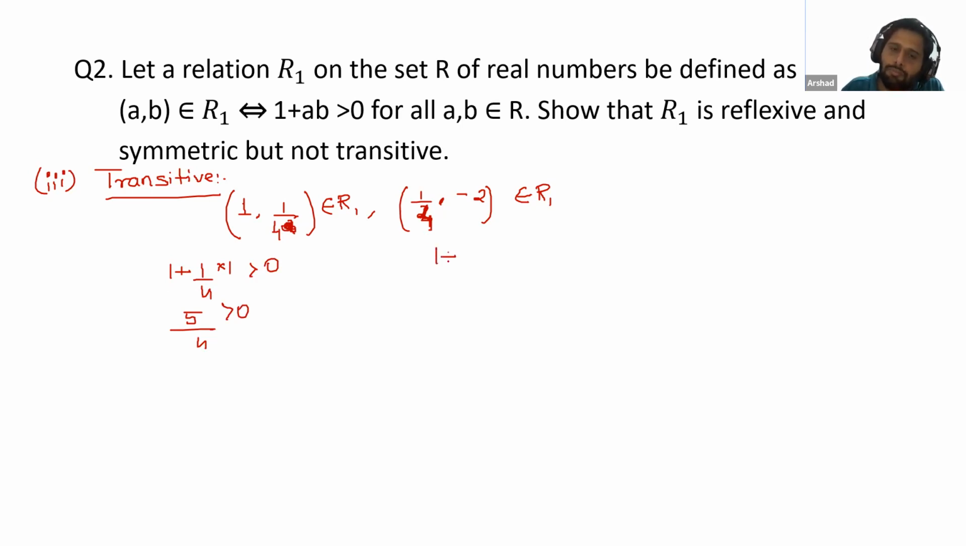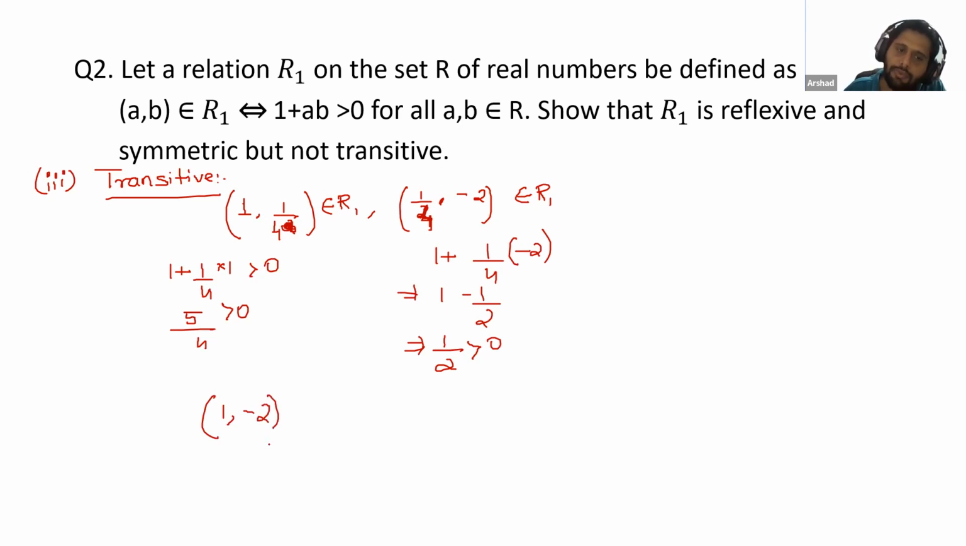This we will check: 1 plus 1 by 4 into minus 2. So this will give you what? 1 minus 1 by 2. So this will give you what? 1 by 2 greater than 0. So this is also correct. 1 comma 1 by 4, 1 by 4 comma minus 2, this is correct. Now these two are same. Now please check this 1 comma minus 2. So 1 plus 1 into minus 2. This will give you 1 minus 2, which will give you minus 1, which is not greater than 0.